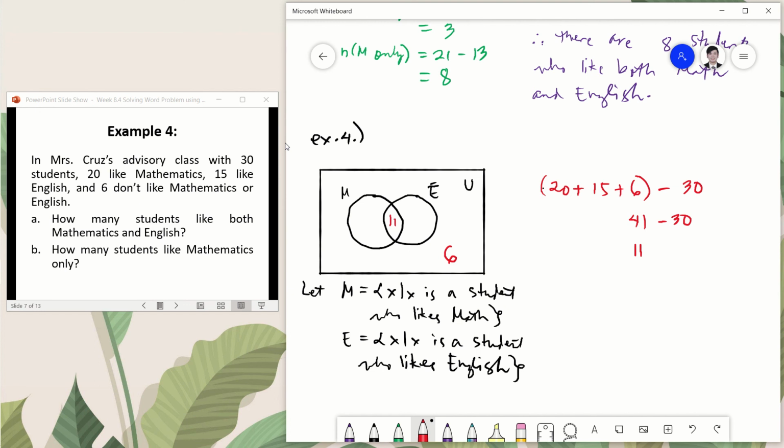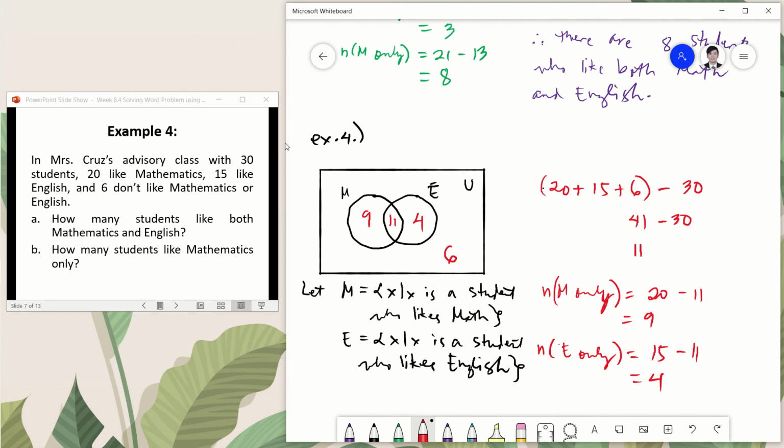So next, to get those students who like math only, you just have to subtract 11 from 20, those who like mathematics. So 20 minus 11 is 9. So M only is 9. And then for those who like English only, that would be 15 minus the intersection 11. So 15 minus 11 is 4.